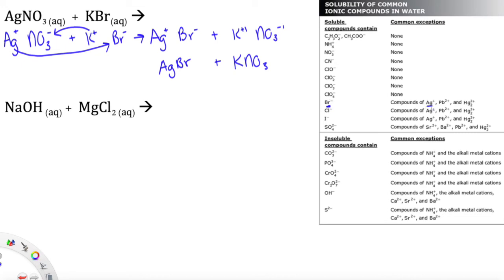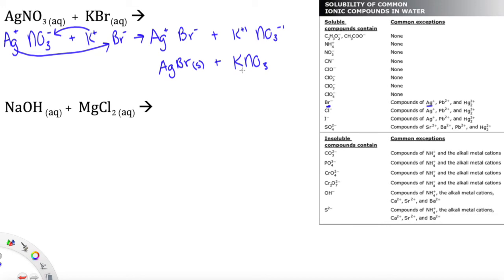And there's silver, so this is not soluble because silver is an exception. So because it's not soluble, it's going to form a solid in solution. So I'm going to write S after it. Okay. And now potassium nitrate.